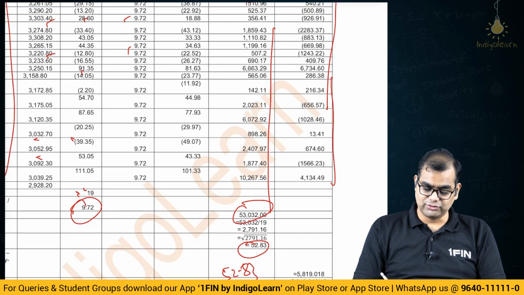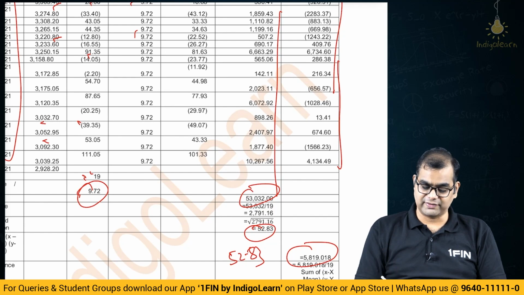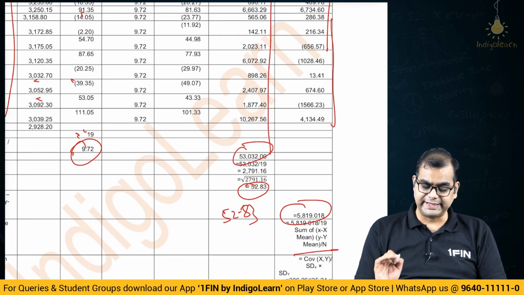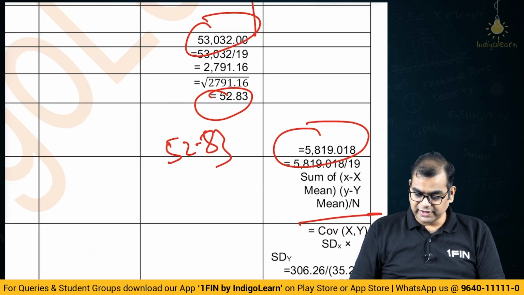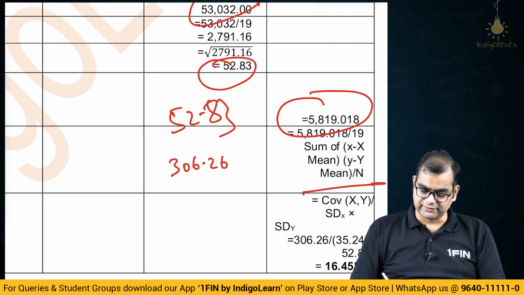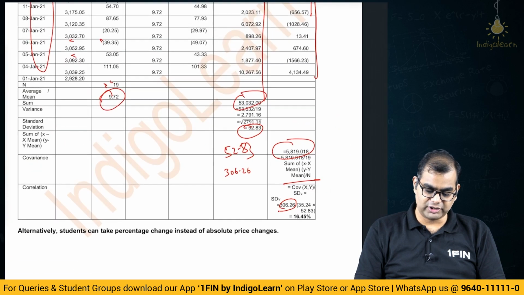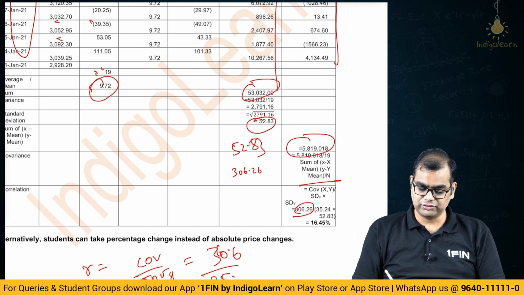Okay. So, you do all of this, you add it and then you will get a number which is basically sigma of x minus x bar into y minus y bar. That you divide by n, which is 19. So, when you do that by n, you basically get the covariance. Covariance is how much? 5819.018 divided by 19. You get a covariance of 306.26. Okay. Which is what I wrote here. Then you find out correlation. What is correlation? Correlation is covariance by standard deviation x into standard deviation y. So, that is 306 divided by 35 into 52 or 53, whatever it is. You get a correlation of 16%.